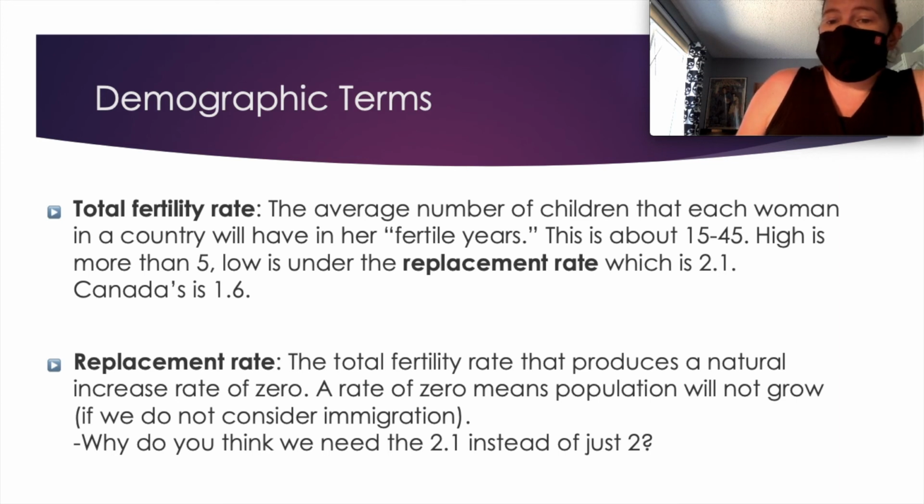Total fertility rate is the average number of children that each woman in a country will have in her fertile years, about 15 to 45. High is more than 5. Low is under the replacement rate, which is 2.1. Canada's is 1.6. The replacement rate is the total fertility rate that produces a natural increase rate of 0, and a rate of 0 means the population will not grow. But we're not considering immigration in that instance, though we do.